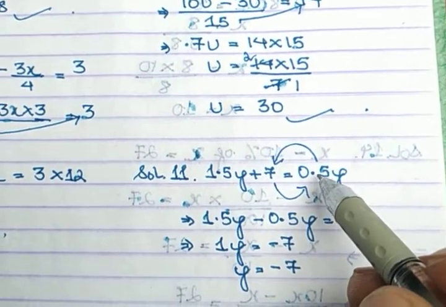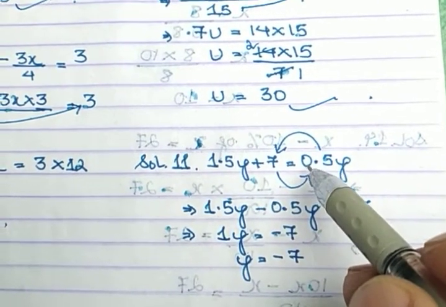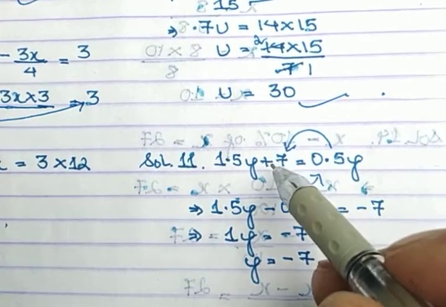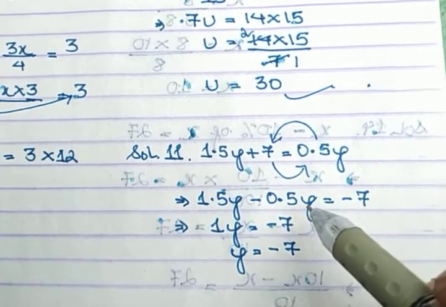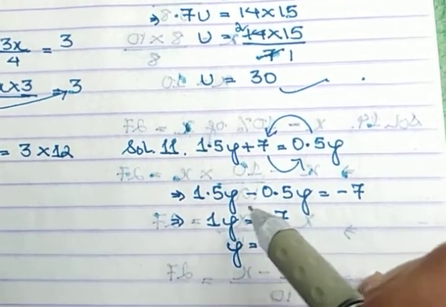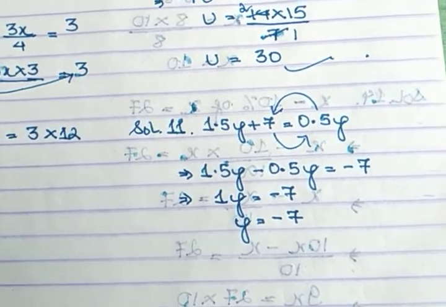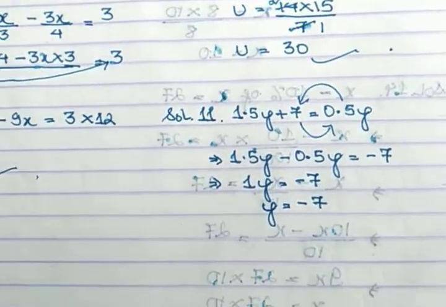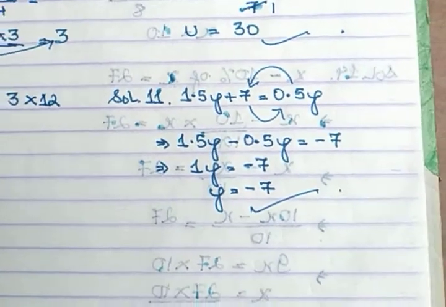So once you take minus 1.5y, the 0.5y to the other side, what happens? Plus, it's plus, and the sign plus changes to minus. This 7 will go to the other side, and it will also change its sign from plus to minus. See, they have switched their places, their sides, crossed the border, so therefore the sign changed. Now 1.5 minus 0.5, it's 1 actually, isn't it? So 1y equals minus 7, or y equals minus 7. It's the same thing, isn't it? So that's why we are done here.